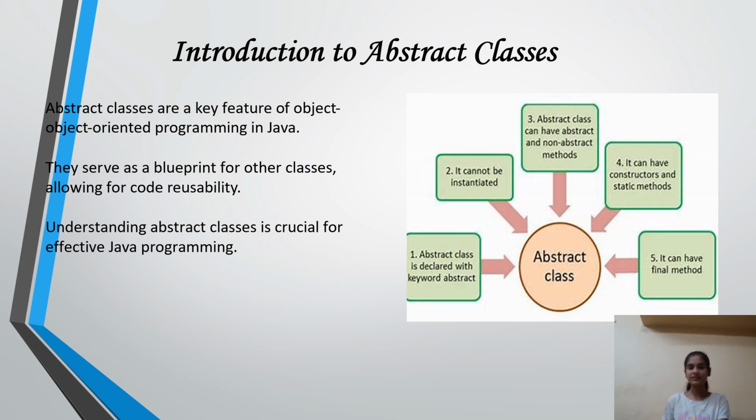Abstract classes are key features of object-oriented programming in Java. They serve as a blueprint for other classes, which allows for code reusability. Understanding abstract classes is crucial for effective Java programming.